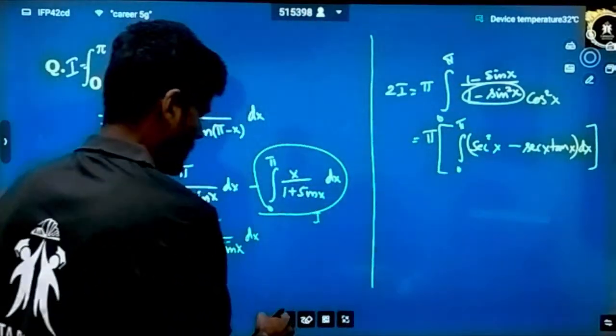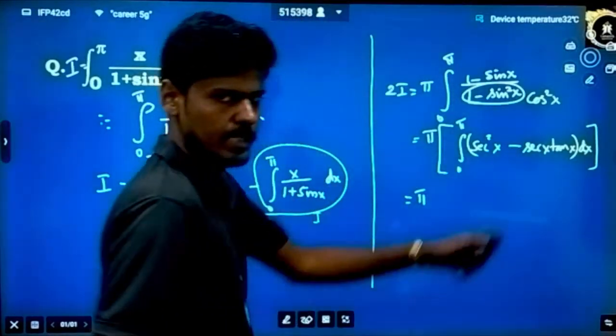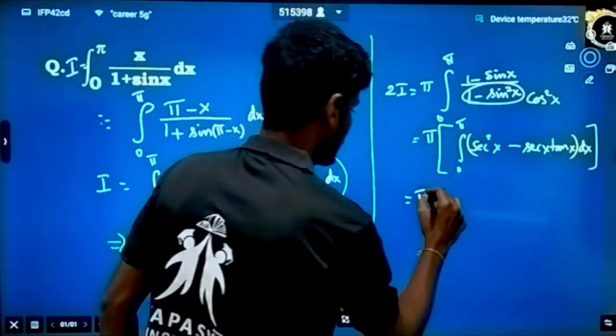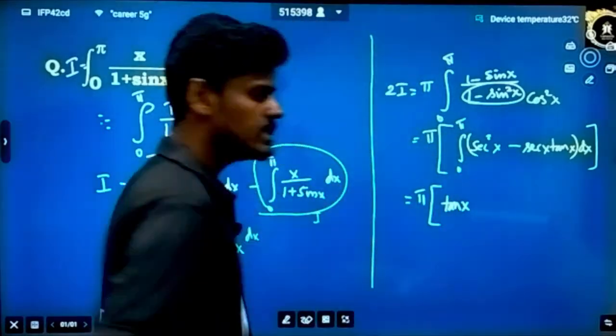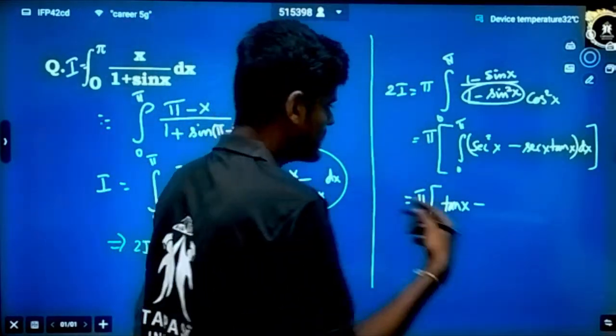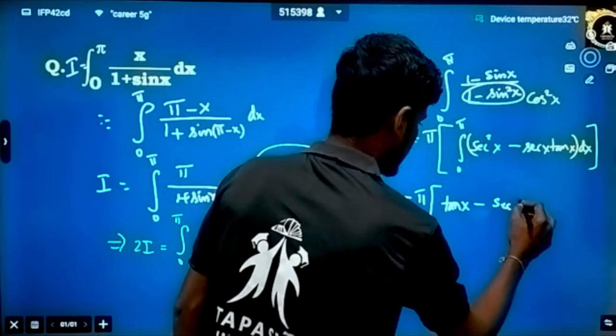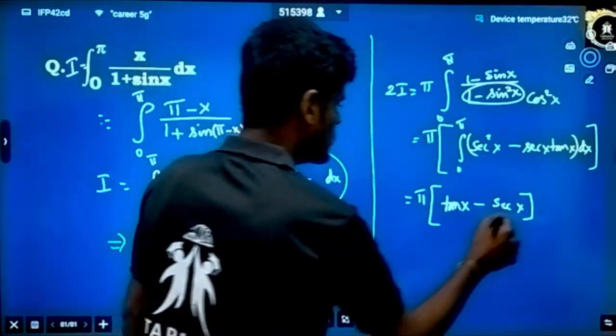Okay sir. Now how to evaluate this? This is equal to pi times of, we already know the integral of secant square is tan x, minus the integral of secant x tan x, that is secant x. Integral of secant x tan x is secant x. The limit is between 0 to pi.